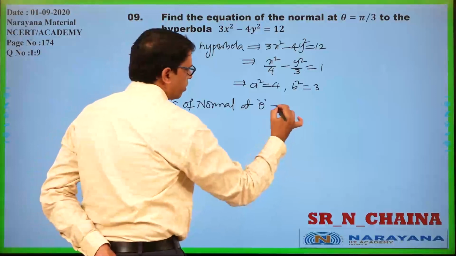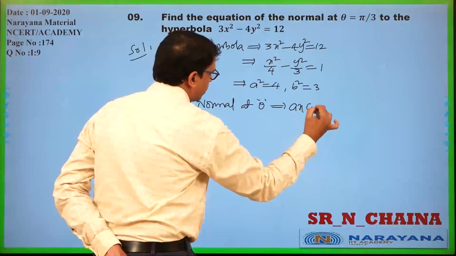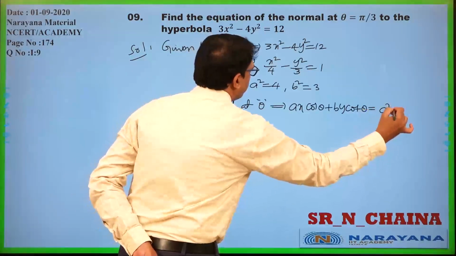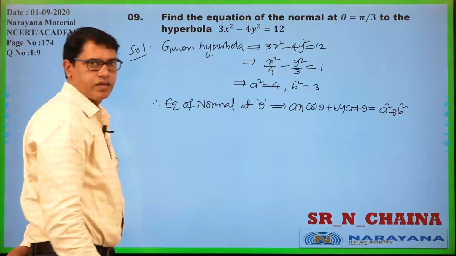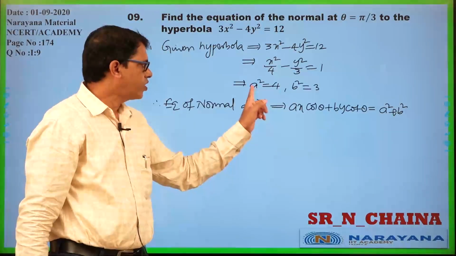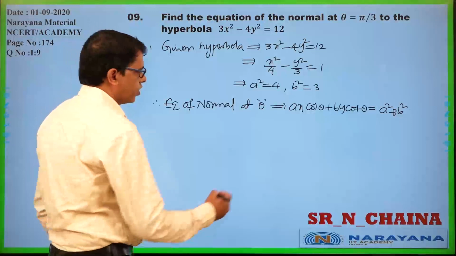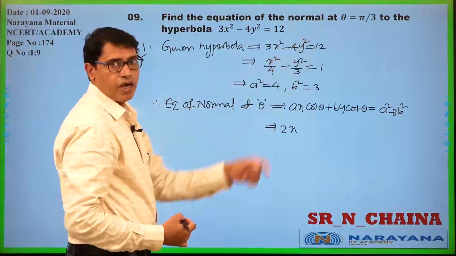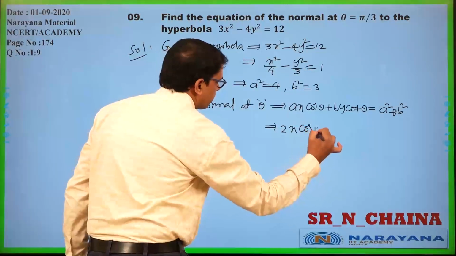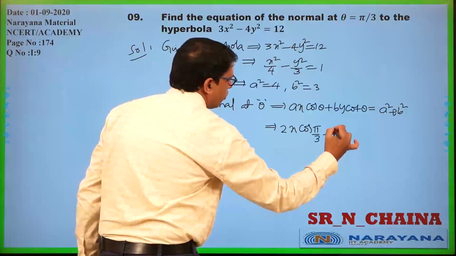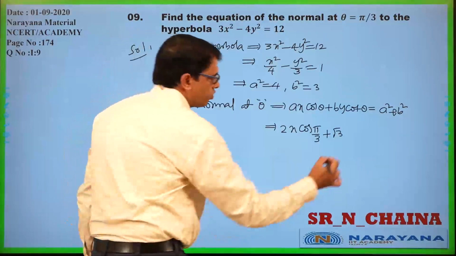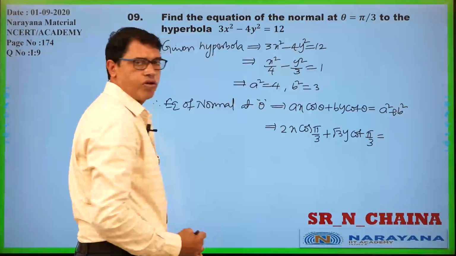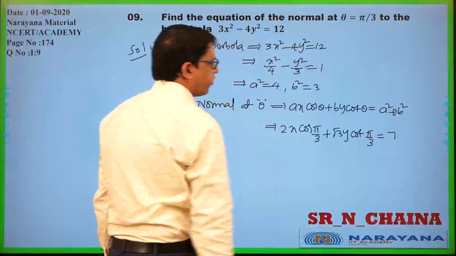We have the formula: ax cos theta plus by cot theta equals a square plus b square. Apply the values. A value is 2, so 2x cos theta, with theta value pi by 3, so cos pi by 3, plus b value root 3, so root 3 y into cot pi by 3, equal to a square plus b square, which is 7.